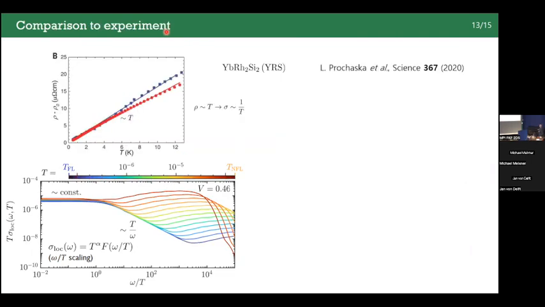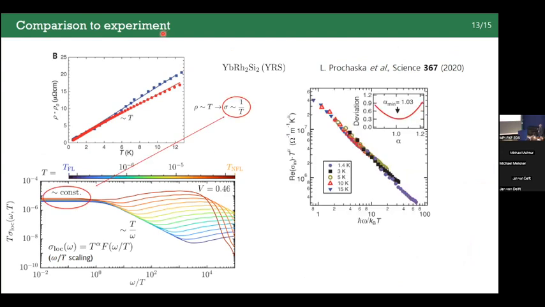All right, and that has a consequence for the resistivity. Resistivity is 1 over sigma. If T times sigma is constant over here, that means that sigma goes like 1 over T, and then the resistivity will go linear in T. So that's the claim, why this data implies linear in T resistivity.